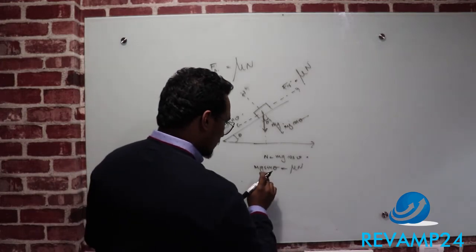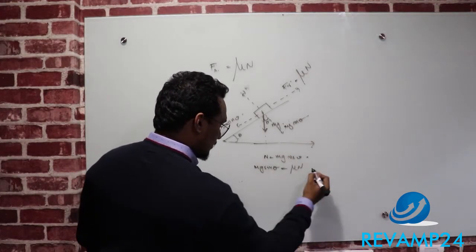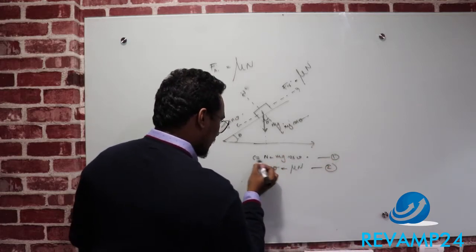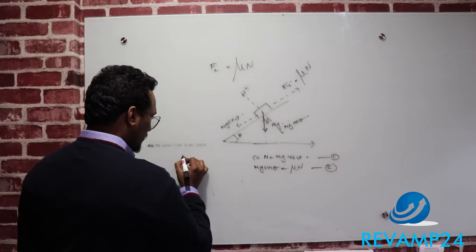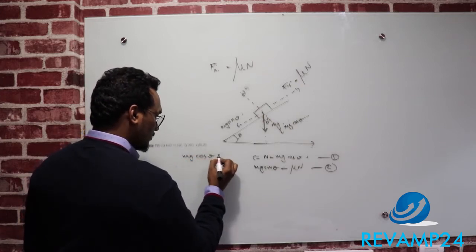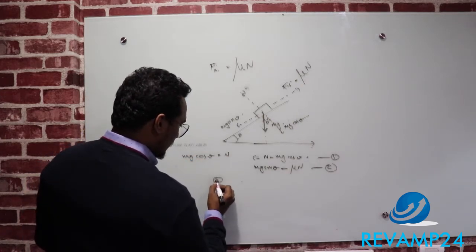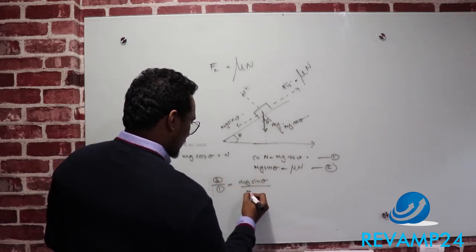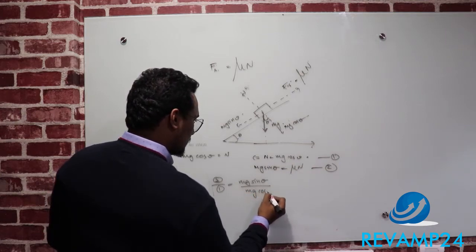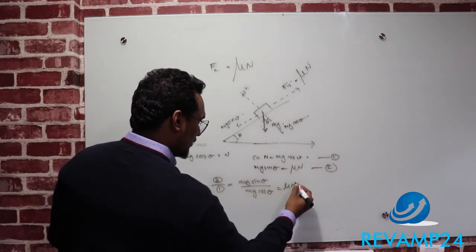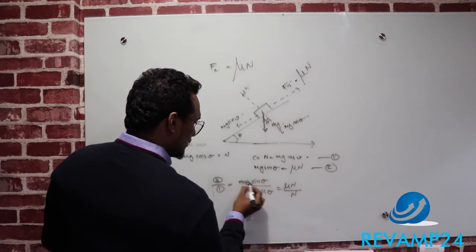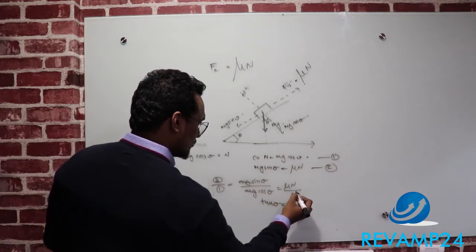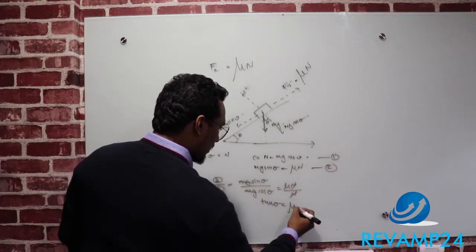I have mg sin theta equal to mu N, and mg cos theta equal to N here. This is the second equation, this is the first equation. I will rearrange it: mg cos theta is equal to normal reaction. Then second equation divided by first equation gives mg sin theta by mg cos theta is equal to mu N divided by N. mg cancels, sin theta by cos theta is tan theta, the normal reaction has cancelled, so tan theta is equal to mu.